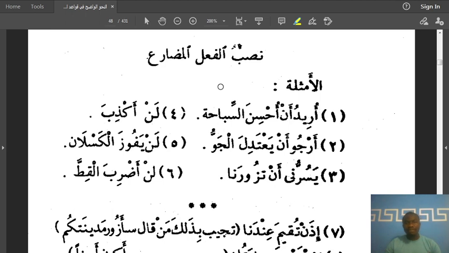So we have verbs like Yadhabu, we have verbs like Uridu. They are Af'al Mudari'a, present tense verbs. Now, one thing about a present tense verb, when it stands alone, is that it ends in Dhamma. We are just introducing the Nasb al-Fi'l al-Mudari, introducing the topic. Dhamma such as this, Uridu, and something like Yasurru, it ends in Dhamma. Basically, a present tense verb ends in Dhamma.